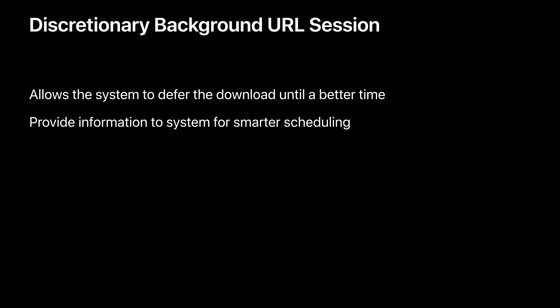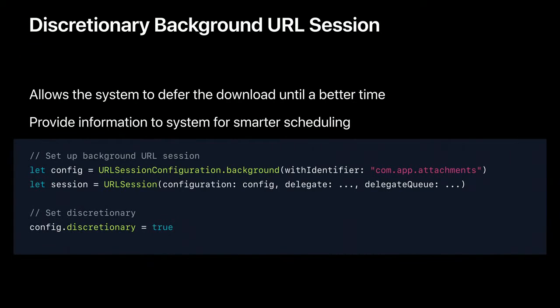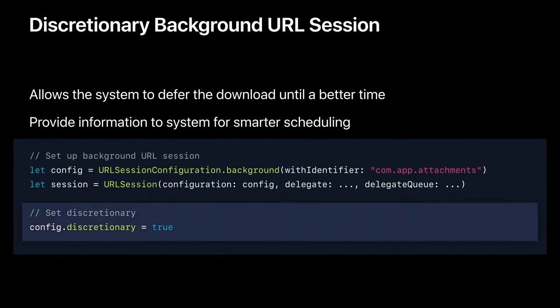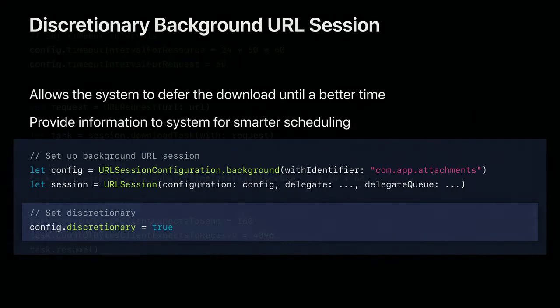The way to do this is to use a discretionary background URL session. This allows the system to defer a download until a better time. And it's an API that allows you to pass more information so that it can be smarter about scheduling you. To use it, you simply set up a background URL session the way you would normally, and then you set your discretionary flag to true.